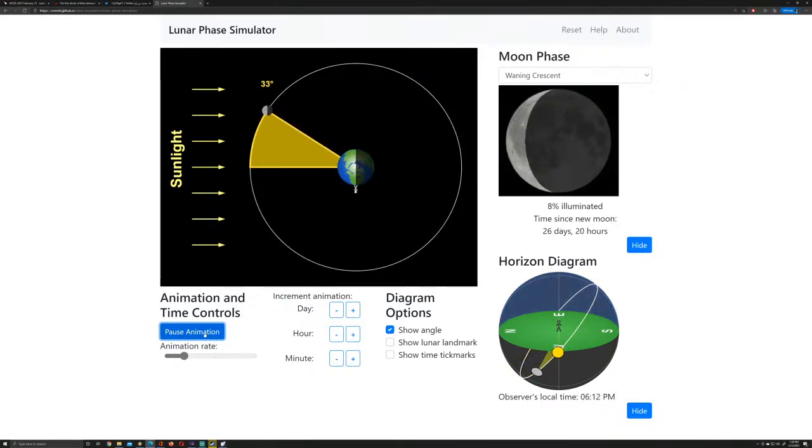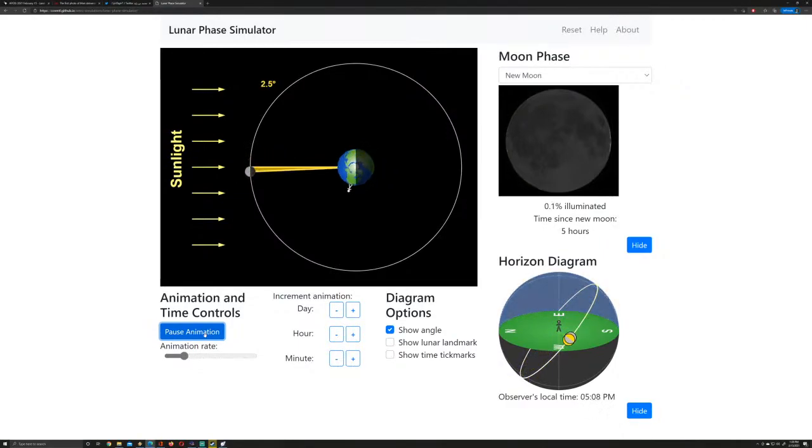Now, that takes about 28.5, 29 days. That is called a month. There we go, 29 days. That's where the word month comes from. It has to do with the cycle of the moon.